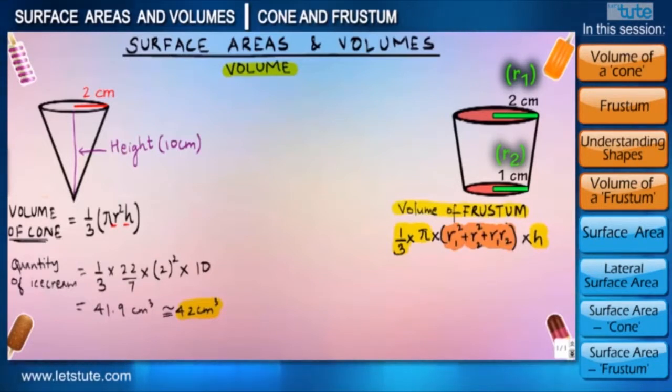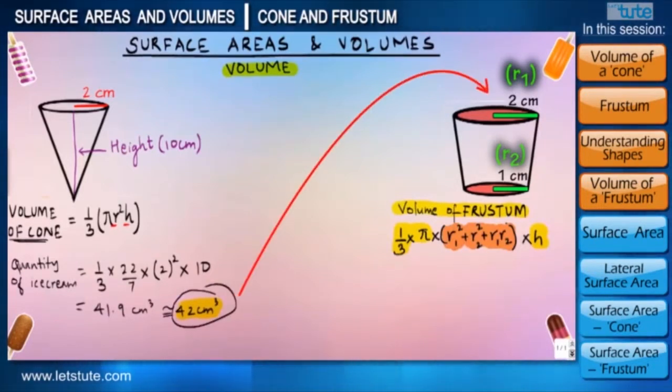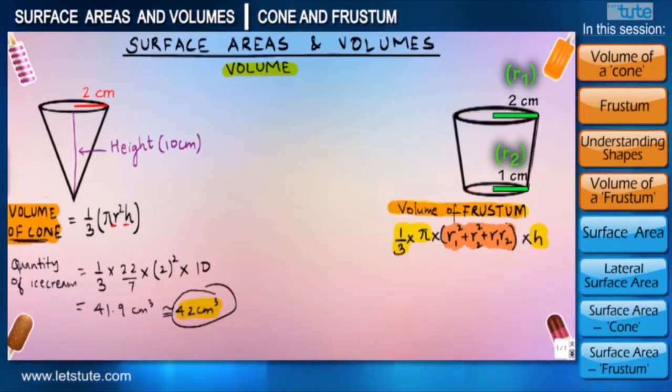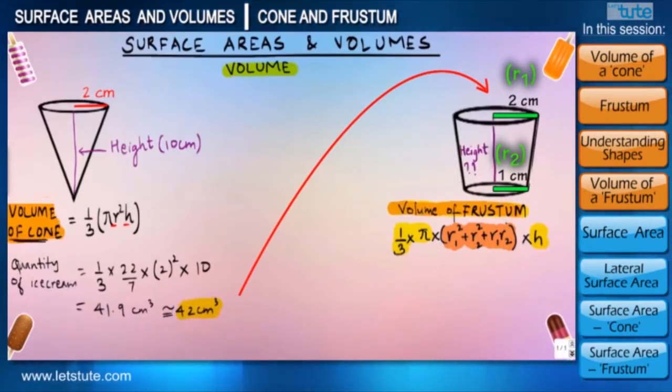Now suppose the company wishes to sell the same quantity of ice cream in the cup also as they sold it in a cone, which means they want the volumes of cone and cup to be same. Then what exactly should be the height of the cup in order to contain 42 centimeter cube of ice cream, which we just calculated for the cone?